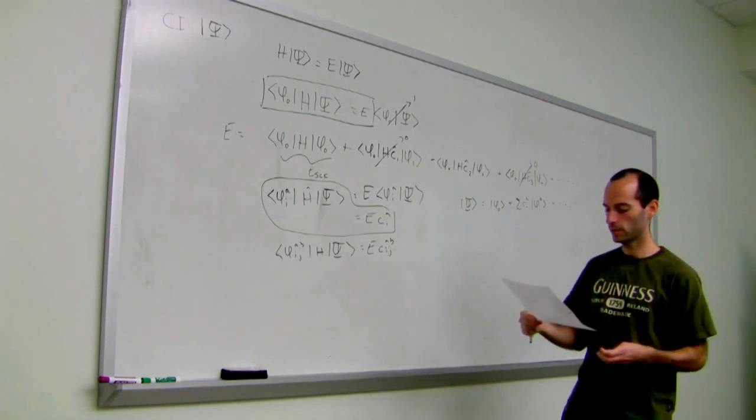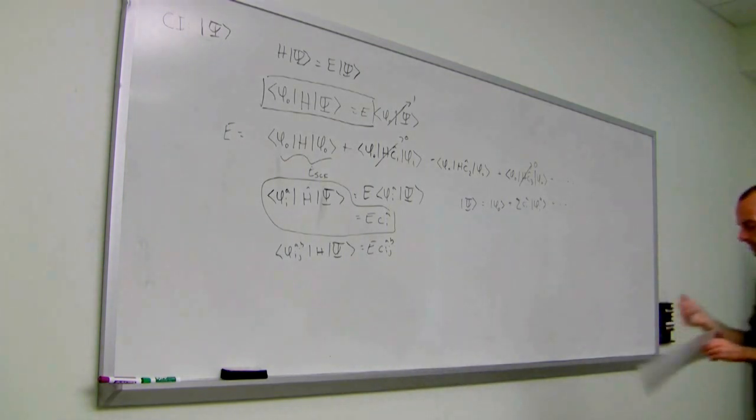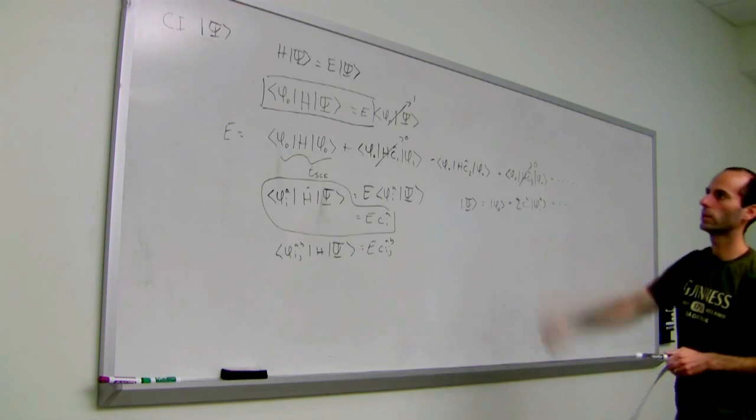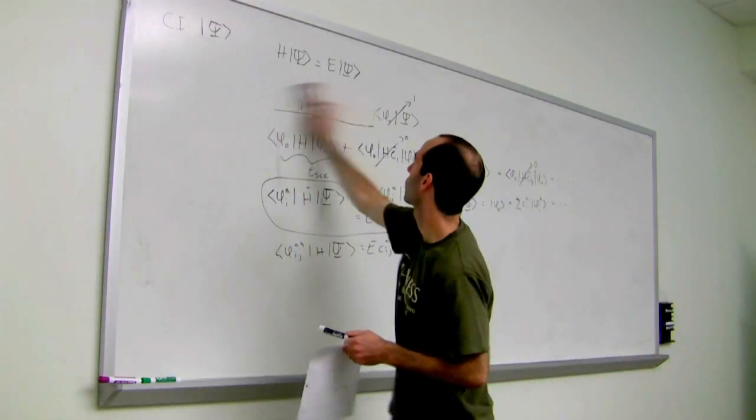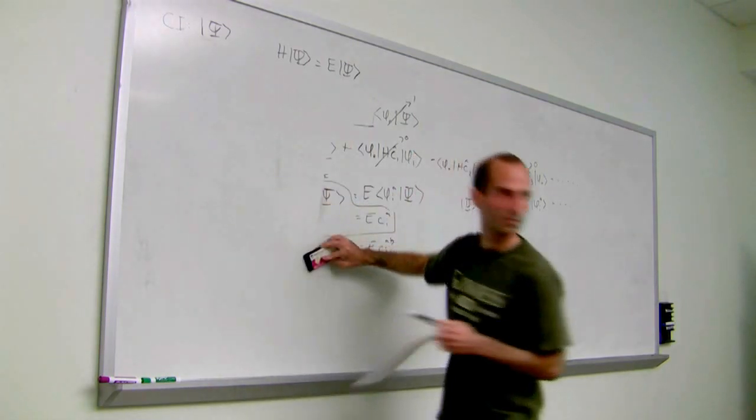Okay, so we're going to do a very similar thing in coupled cluster theory to get the CC amplitudes, except we're not going to use the normal Hamiltonian. We're going to use something called the similarity transformed Hamiltonian. And we do this for convenience.